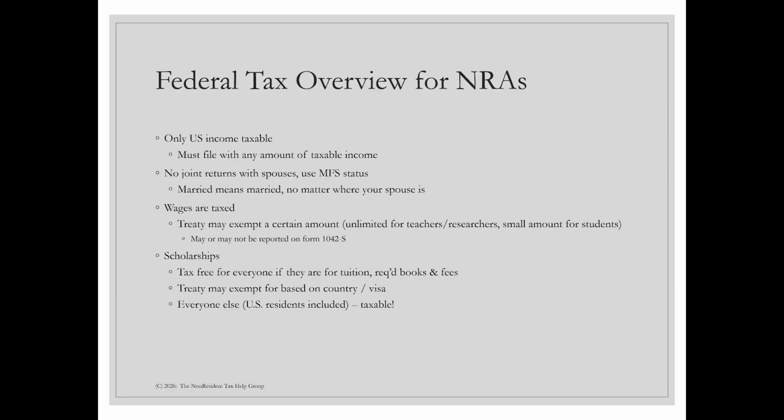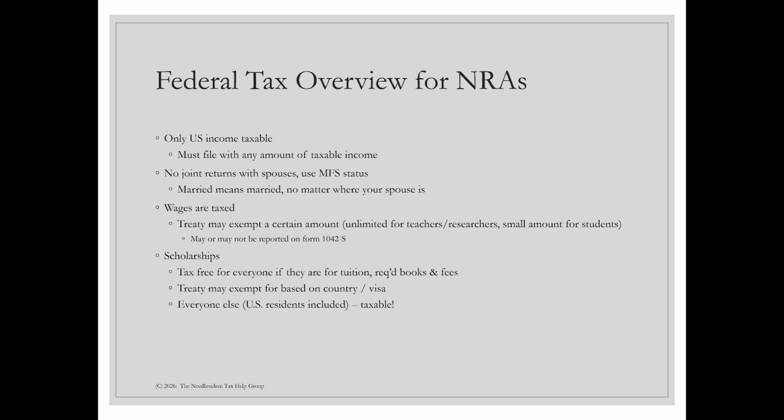If you are married in your home country, you are still married when you come here to the United States, and so you must file using the married filing separate status. Married non-residents cannot file a joint return, but they also cannot say they are single, right? Married means married, no matter who or where your spouse is.